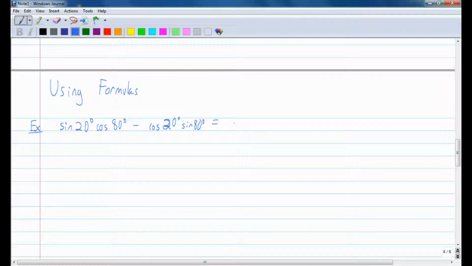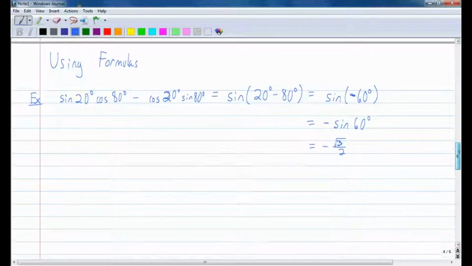So this would be equal to the sine of, and remember, the first angle measures alpha, the second is beta in the formula. So this is the sine of 20 degrees minus 80 degrees, which would be the sine of negative 60 degrees. And now we can apply the even-odd property. So that would be the negative sine of 60 degrees. And then we know what the sine of 60 is. We know that that is square root of 3 over 2. So that's how we could take a problem that's already set up with a formula and go backwards and figure out what the answer would be.